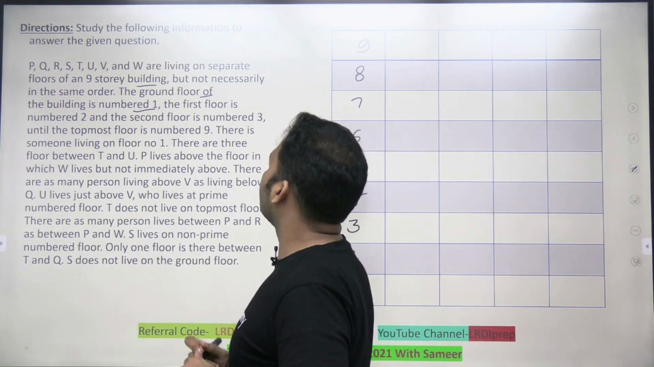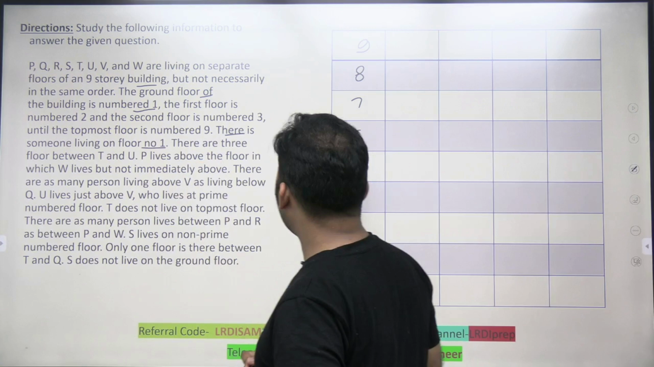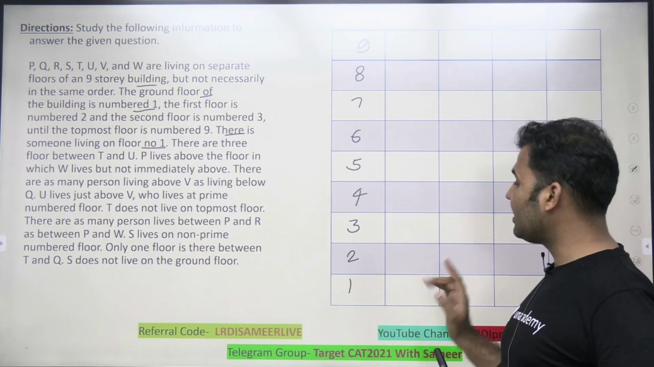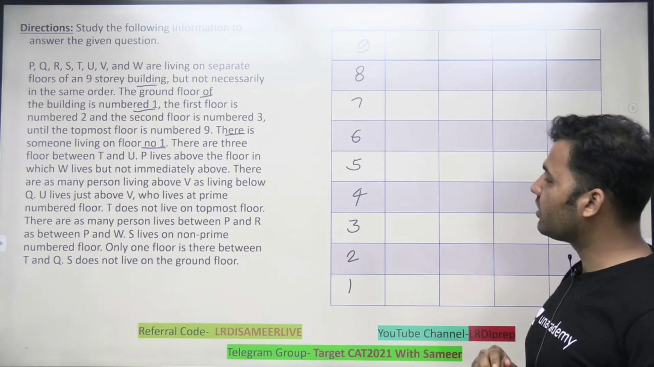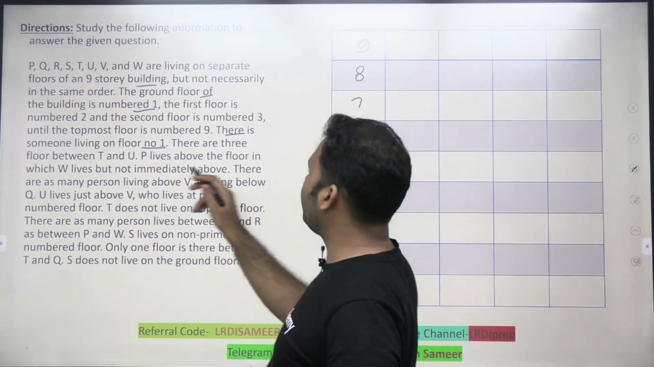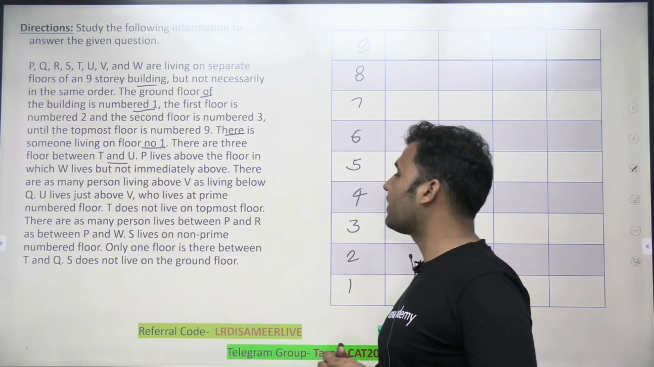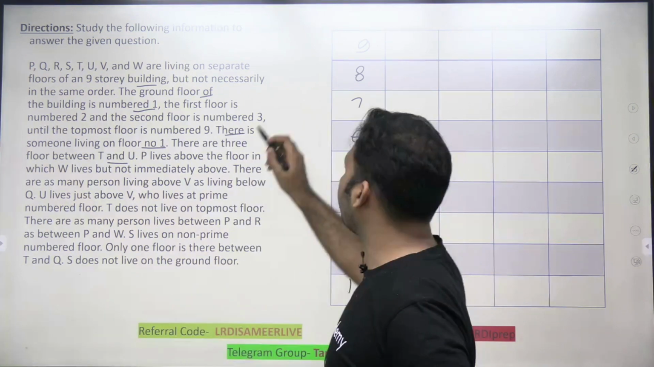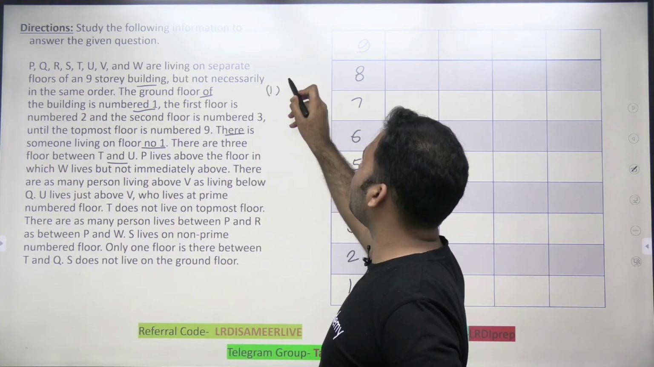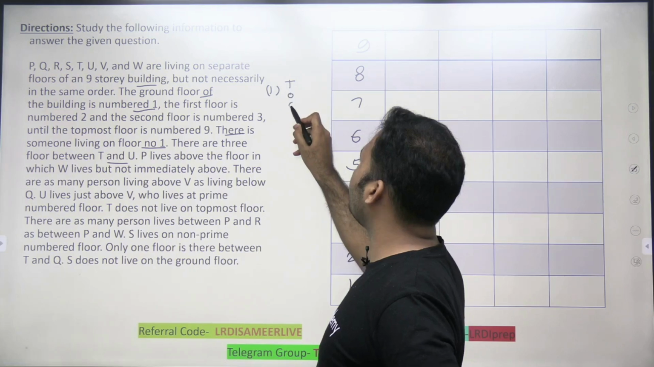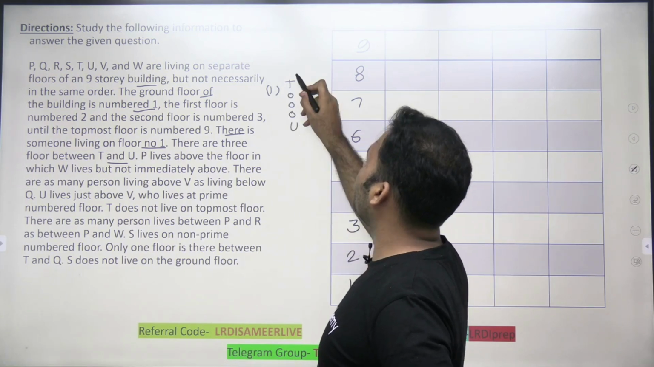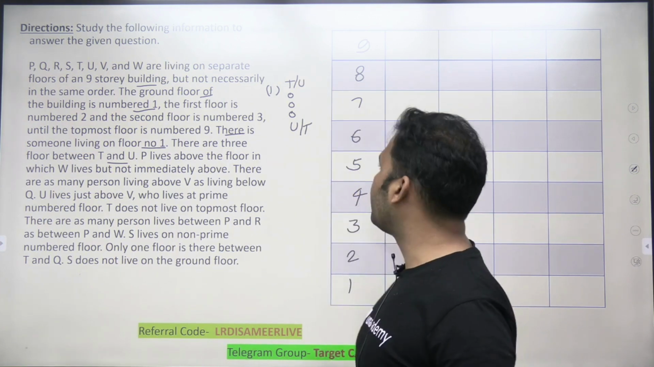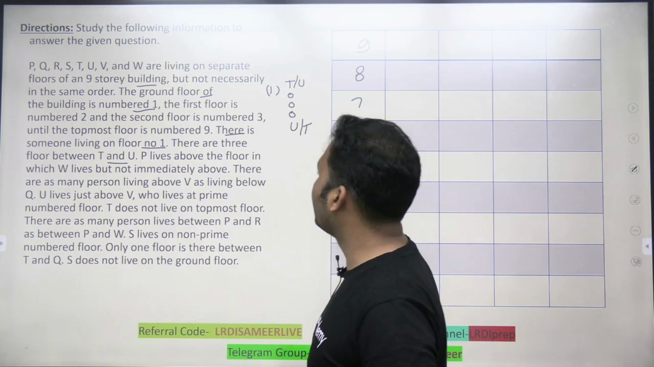There is someone living on floor number 1. There's somebody who is definitely living on floor number 1, which means floor number 1 is not vacant. There are 3 floors between T and U. So let's write down the condition here. The first condition is that between T and U, we have 3 floors. But who is on the upper side, we don't know. But between T and U, we have 3 floors. So let's note down this information.